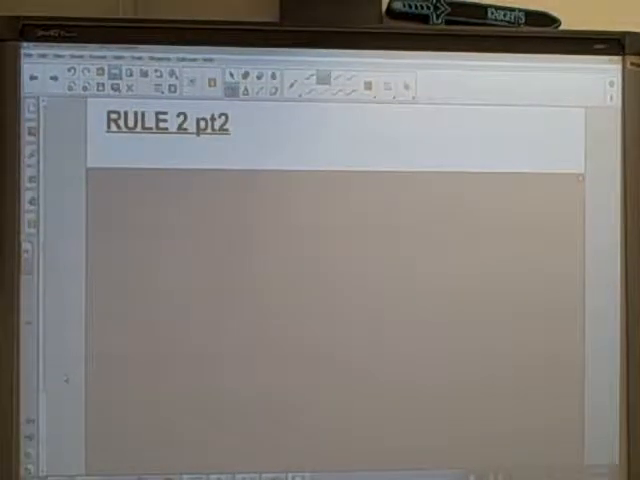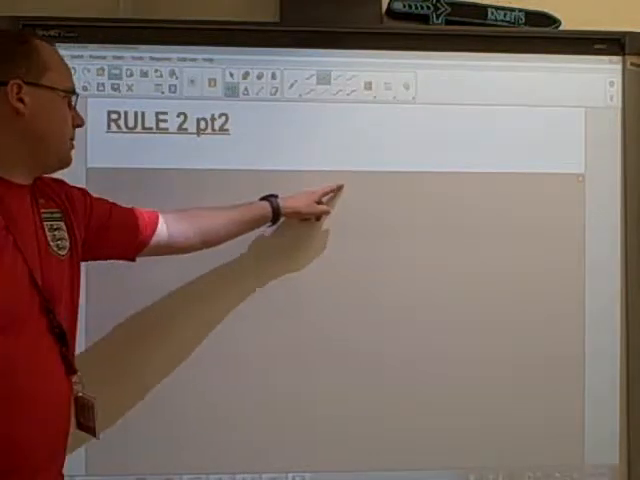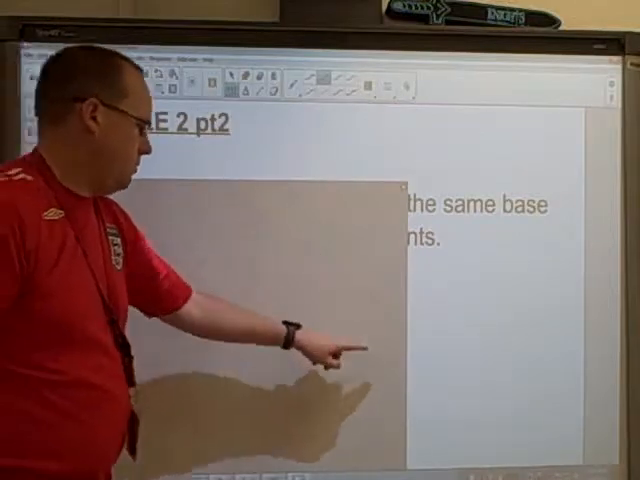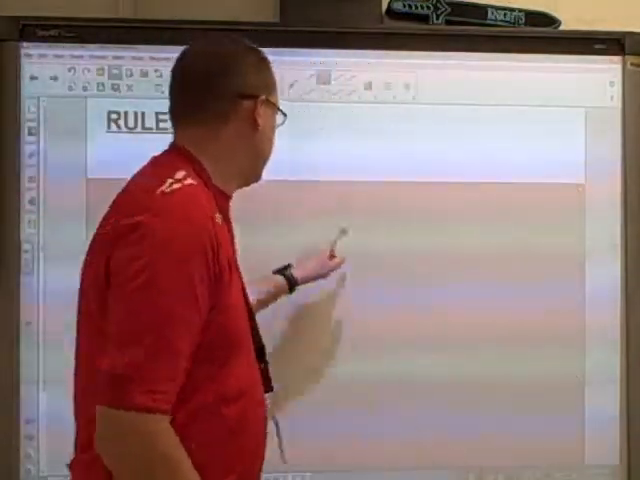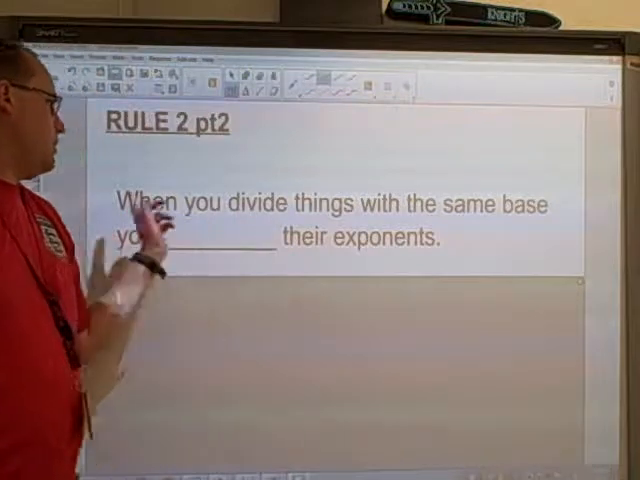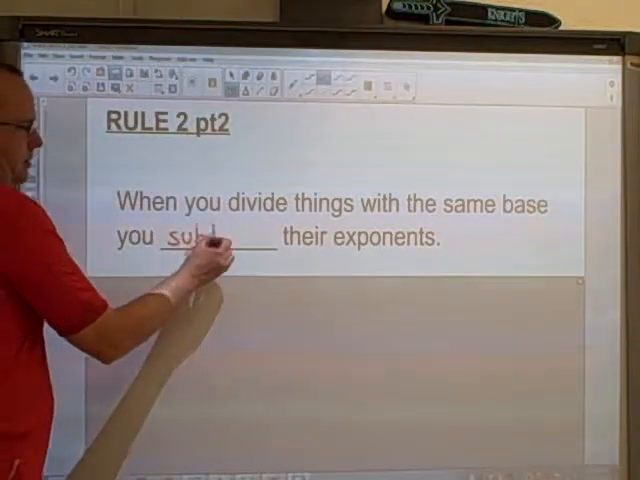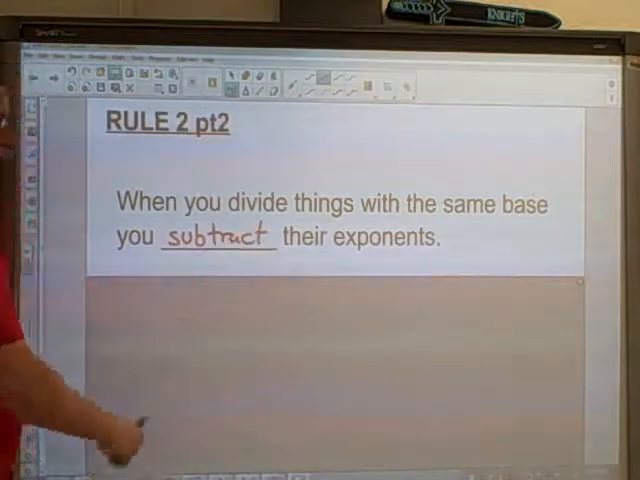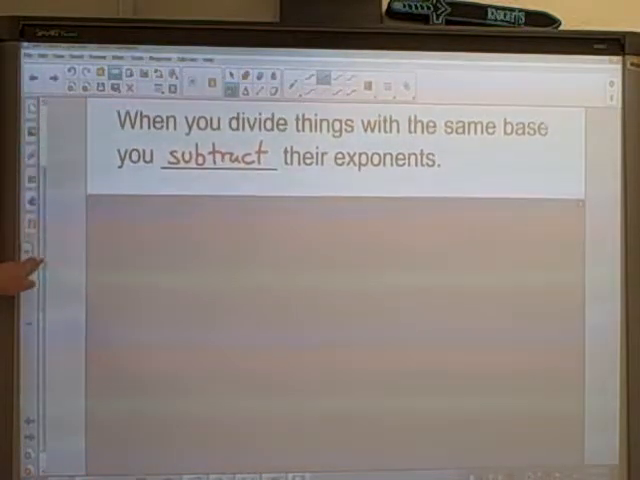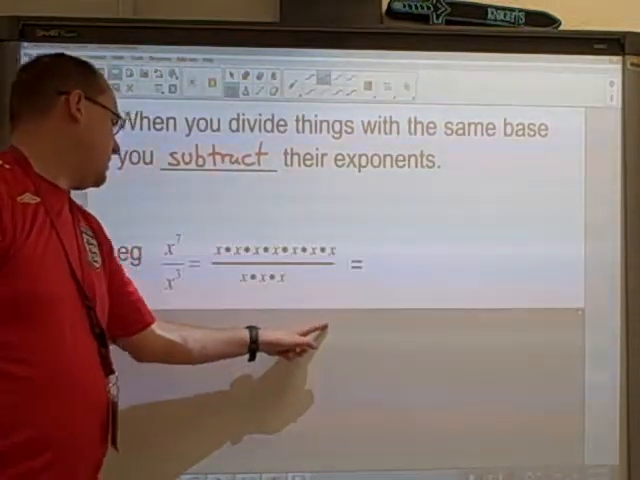And our last rule that we're going to look at today, I've called it Rule 2, Part 2. Really, this is Rule 4. Rule 2 is division, so when we divided, we're going to subtract the exponents. So when you divide things with the same base, you subtract their exponents.